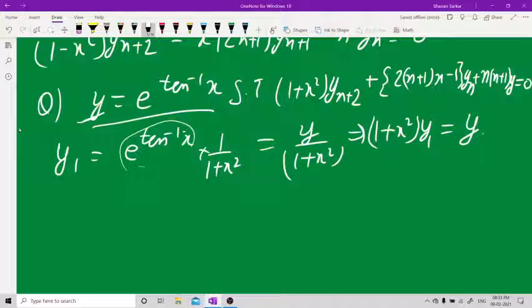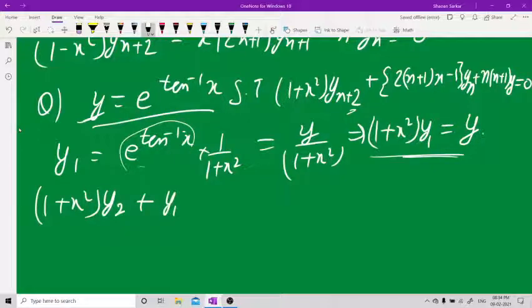Now take the inner derivative, bring it here on this side, because I need 2. So let's differentiate this again. So (1 + x²) y2 + y1, first function as it is now, into 2x. This is equal to y1.